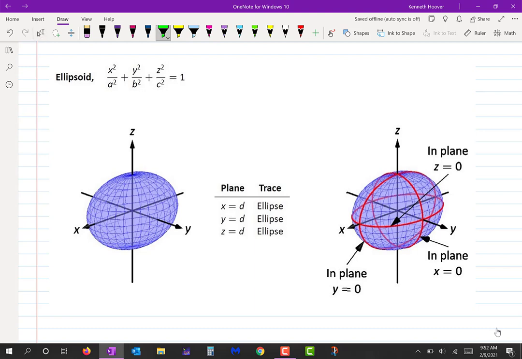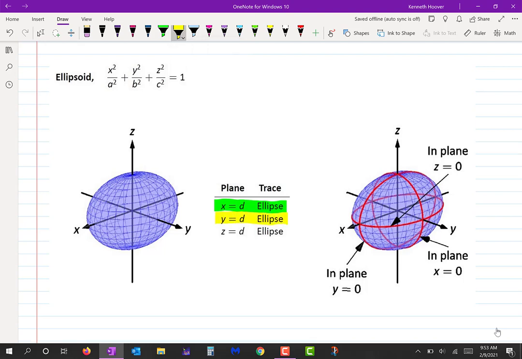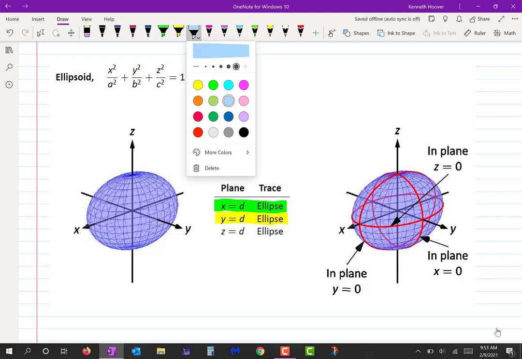It's kind of like a rugby ball. The equation of an ellipsoid looks like this. All three terms have a squared term, and they can be arranged so that it looks like the sum of the three squared terms, each divided by a number, equals 1. And this one is, I think, the easiest because the traces in all three directions are ellipses.